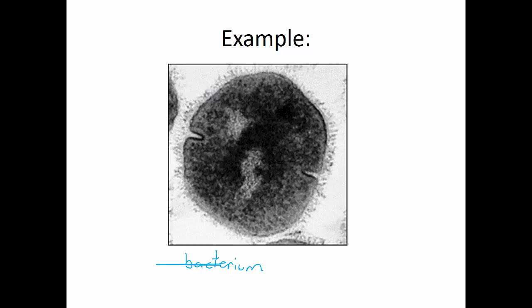That should say bacterium. This bacterium is shown to be reproducing asexually by binary fission. You can see here and here where the bacterium is starting to pinch its center in, and this will continue, and it will separate the bacterium into two through binary fission.